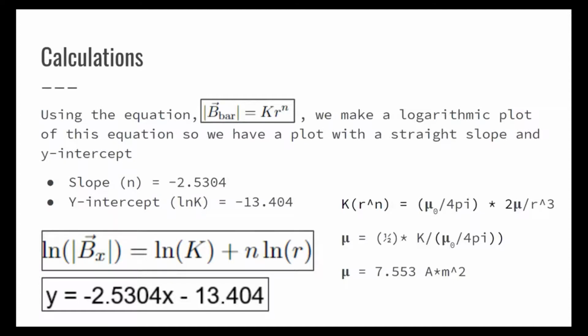We would use this logarithmic plot so that we have a straight line with a slope and a y-intercept. The slope itself would be n, which would be negative 2.5304, and the y-intercept would be the natural log of k. Using the natural log of k, we would find k, and then since we now have n and k and r, we would solve for mu, where we'd set the distance-dependent magnetic field equal to the actual Biot-Savart law. And in the end, we would find mu to be 7.553 amps times meters squared.